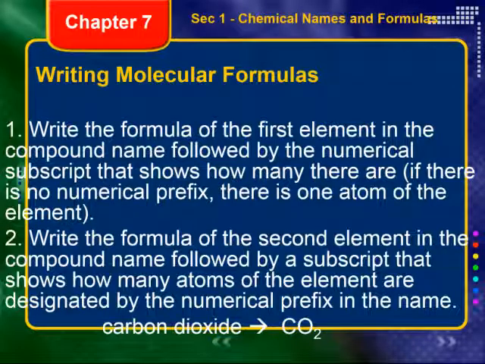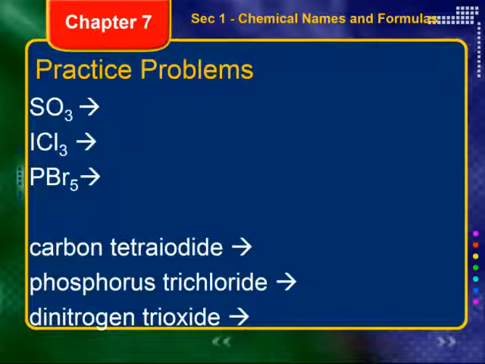Now, when we go to write formulas from names, right, because so far we've given you a formula and you've written the name, but if I give you a name and ask for a formula, this is what you do. You write the formula for the first element in that compound name. So down here it's carbon dioxide. The first element is carbon, so I write down a C. Second element is oxide, so I write down an O. Then lastly, I add subscripts to each atom, indicating the number of atoms present according to the numerical prefix in the name. All right, guys, let's try some practices. Go ahead and press pause and see how we do.